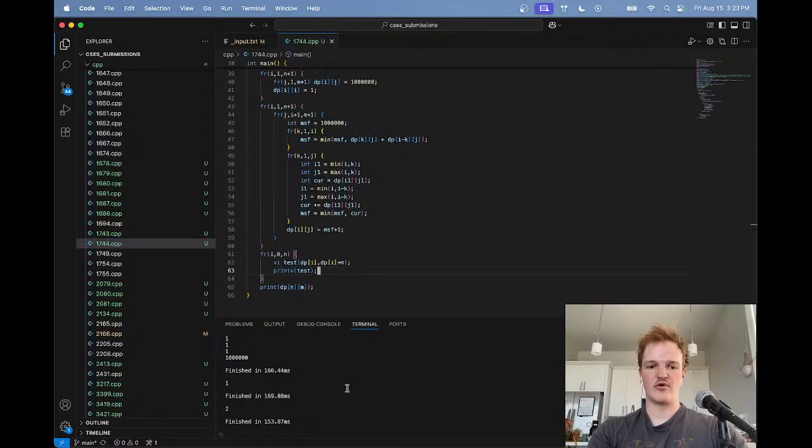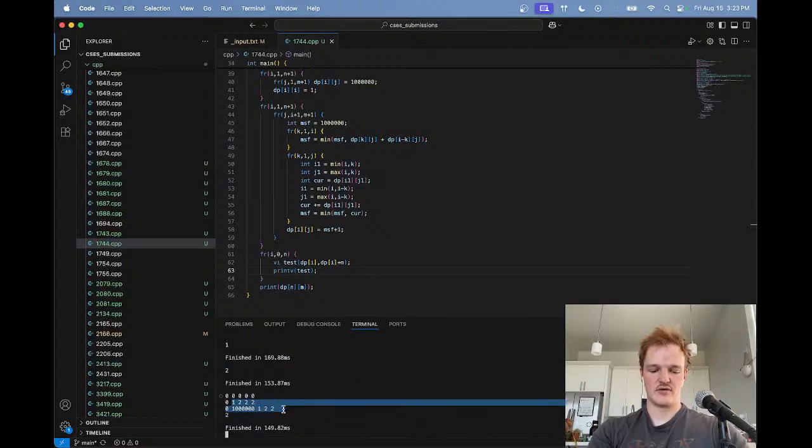What did it actually come up with for the arrays? So it said these are all 0.